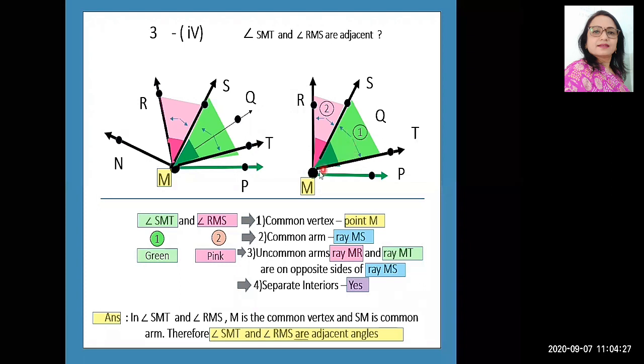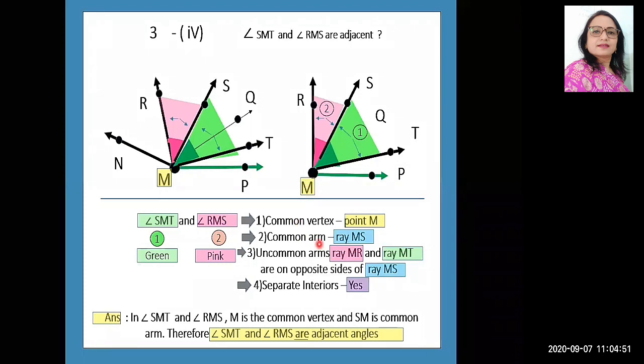So students, always draw a rough diagram so that you can easily understand the question and you can answer also. Okay. So the first condition is common vertex. Yes, they have a common vertex, that is point M.